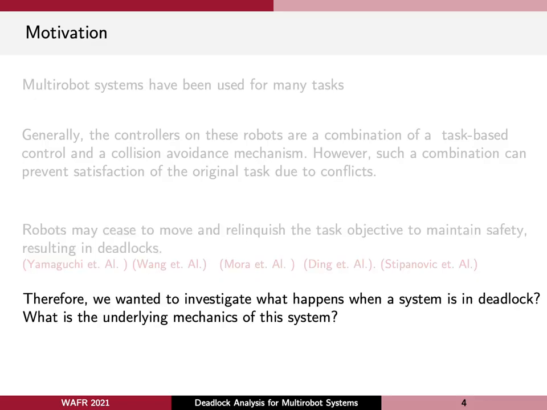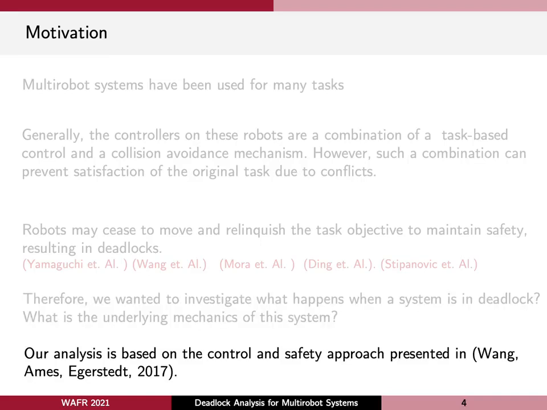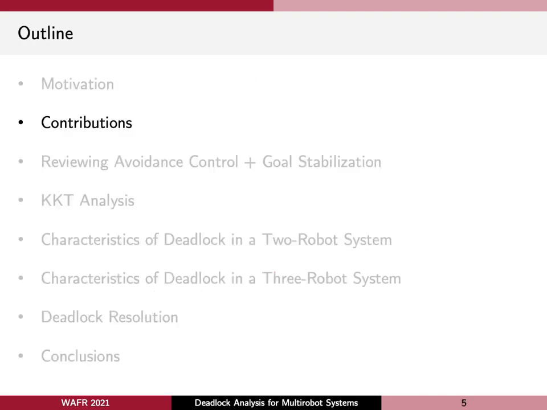So we wanted to formally investigate what are the characteristics of a system when in deadlock, and how can this information be used to resolve deadlock? And this paper is an attempt to answer those questions. I want to acknowledge that our analysis is based on the safe control algorithm developed by these authors. Alright, so let me walk you through the main results we derived in this work.